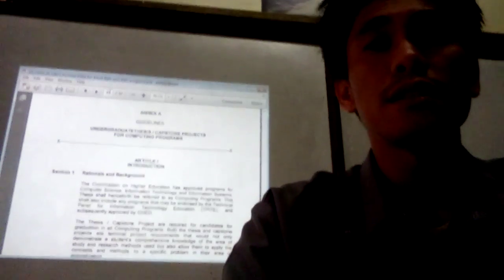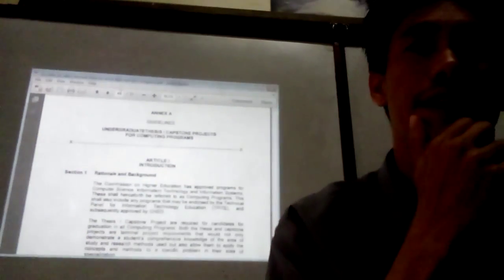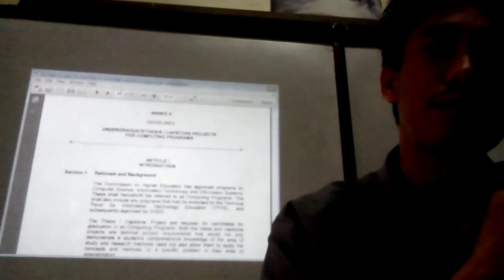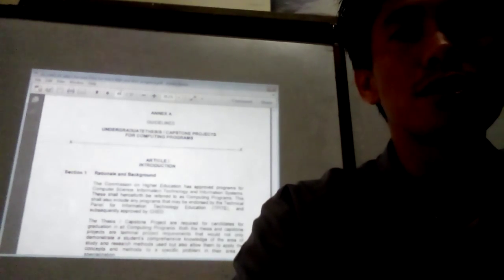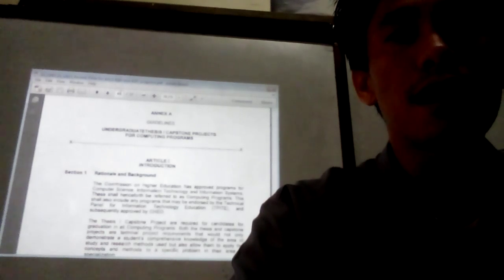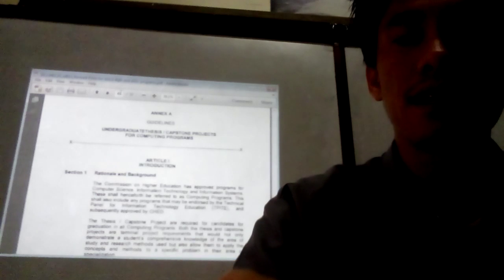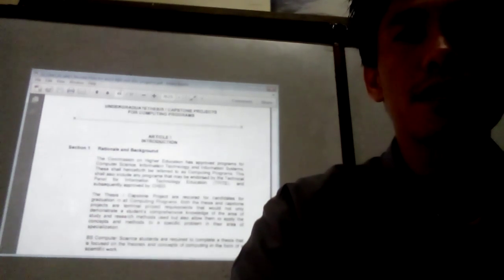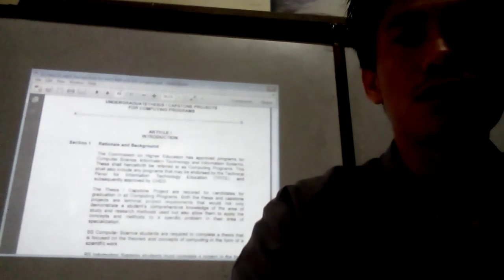On our board, we are seeing the CHED Memorandum Order Number 25, Series of 2015. And on page 49, we have here the undergraduate thesis for computer programs guidelines in the annex. We will read the things that concern computer science.